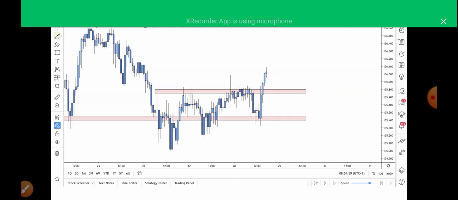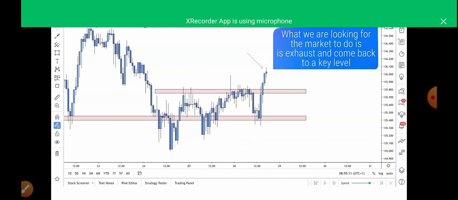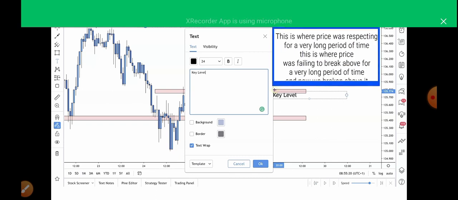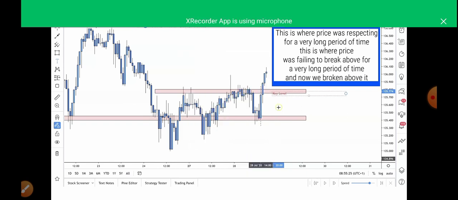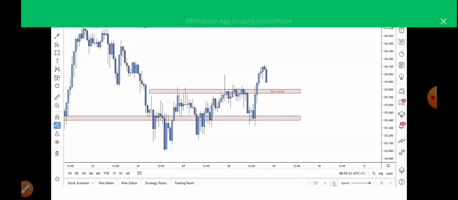Now, we can't take an entry on this because we're never going to take a buy when the market is pushing to the upside, and we're never going to take a sell when the market's pushing to the downside. What we're looking for the market to do is exhaust and come back to a key level. So where is our key level? It's right here. We know this is our key level because this is where price was respecting for a very long period of time. This is where price was failing to break above for a very long period of time, and now we've broken above it. So what we want to see the market do is just come back to this level, and we are just patiently going to wait.